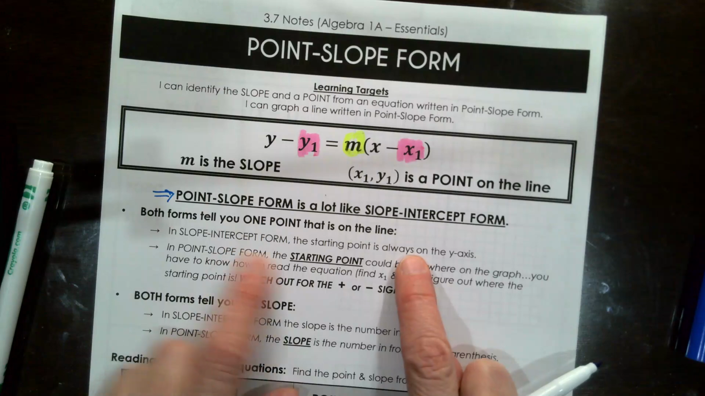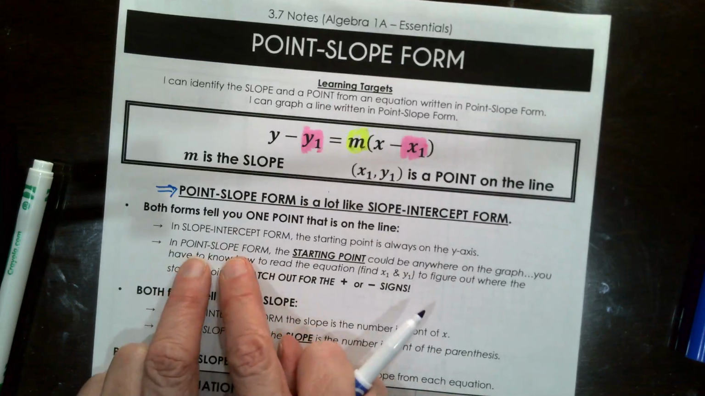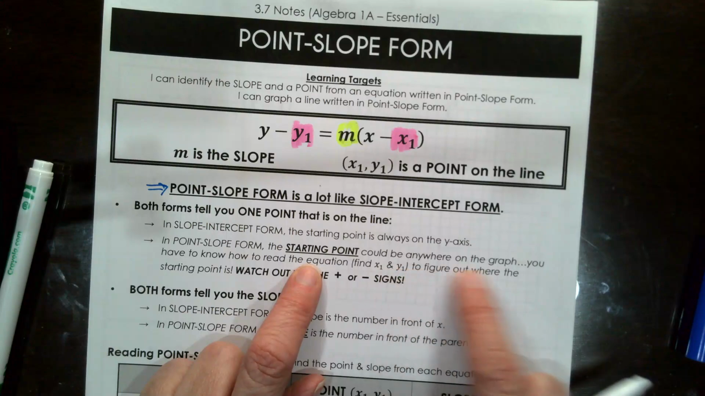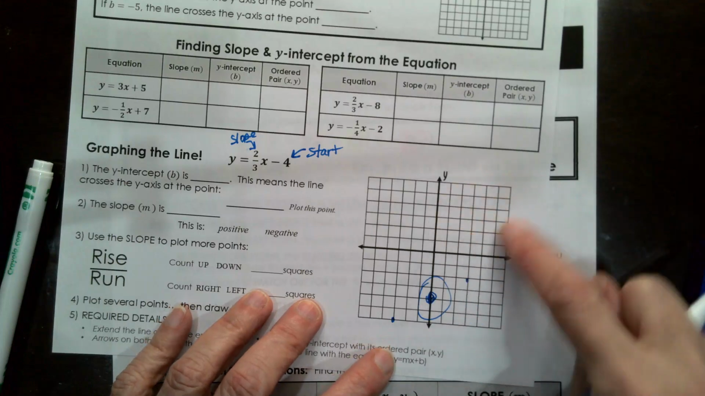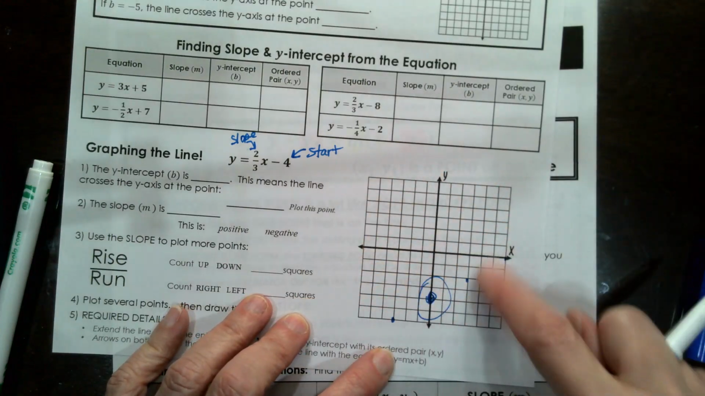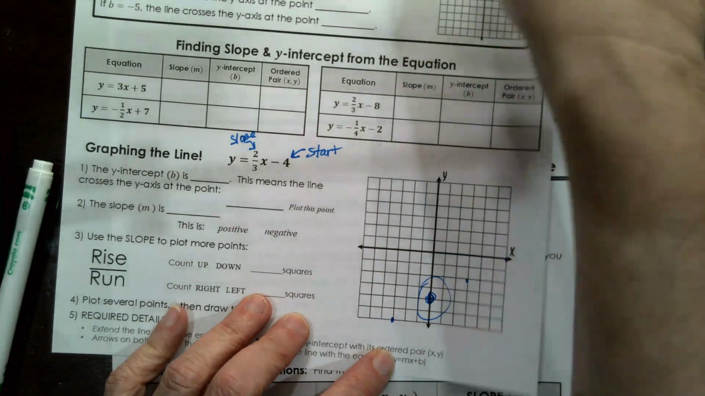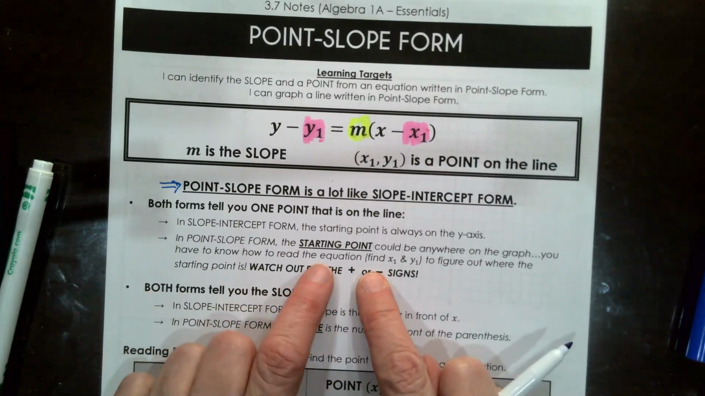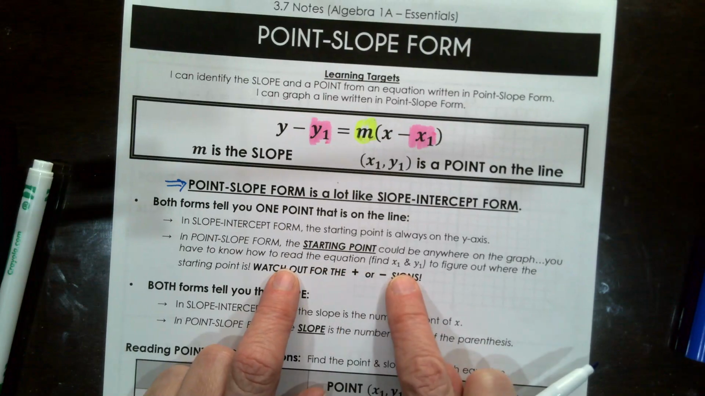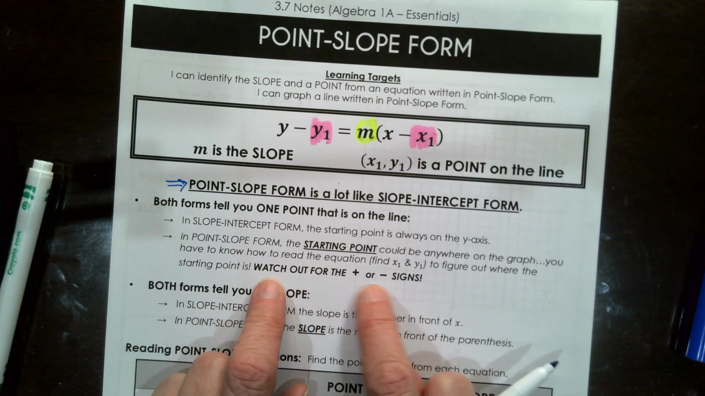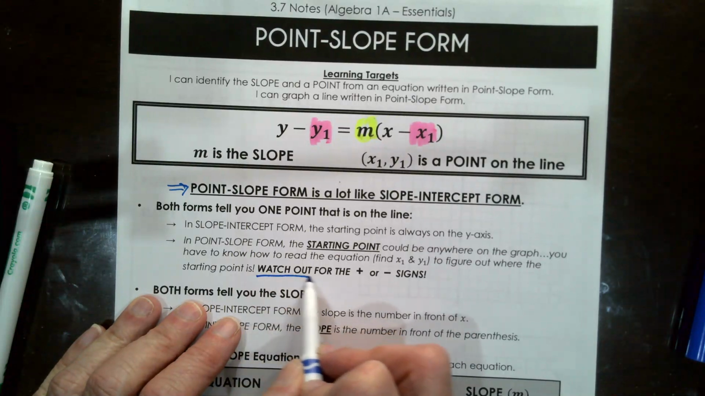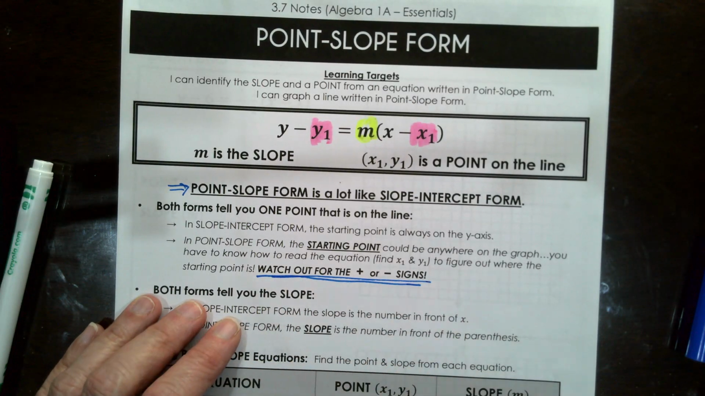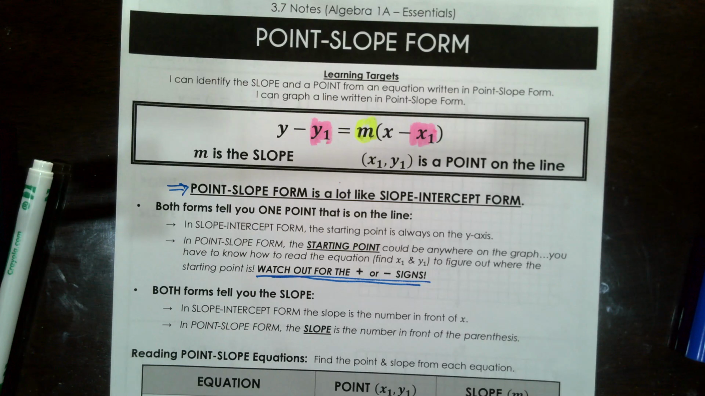The only difference is that the starting point is going to change. Okay, so in slope-intercept form, the starting point is always on the axis, but in point-slope form, the starting point could be anywhere on the graph, okay? Our starting point could be up here, over here, down here, and we have to learn how to read the equation to know where that is, okay? You have to know how to read the equation to figure out where the starting point is, and I'm going to tell you, watch out for those positive and negative signs, okay? So we have to maybe add a few more comments on your notes as you go along so you understand how to read that equation, okay?